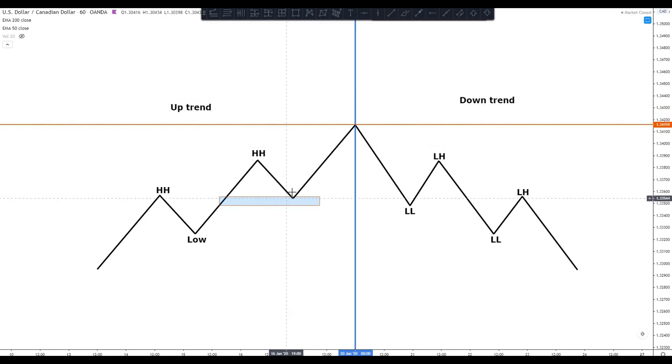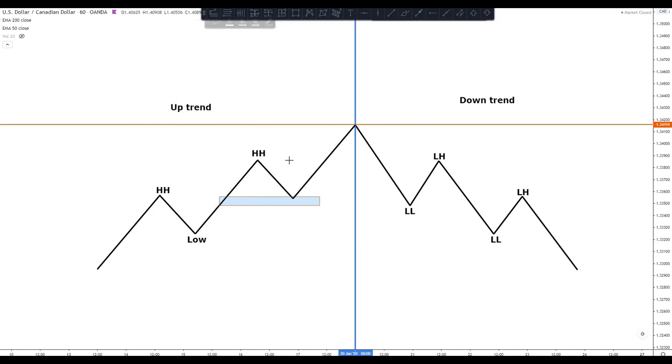And where will our stop go? Well, we only want to get out of this trade if this becomes a downtrend, if this trend is invalidated. So when do we know when this trend is going to be invalidated? Well, an uptrend can only become a downtrend if new lows are made.